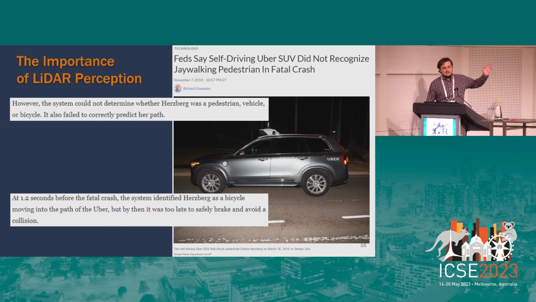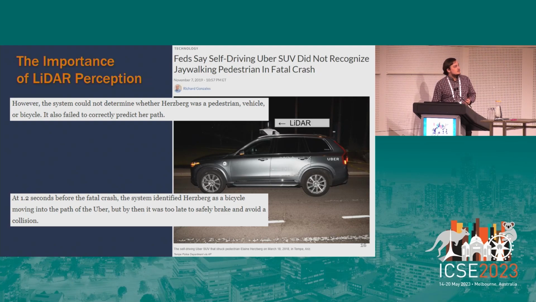Two notes from this. The system could not determine whether Hertzberg was a pedestrian, vehicle, or bicycle, and therefore could not predict her path. Only 1.2 seconds before the fatal crash was the system able to identify her as a bicycle moving into the path of the Uber, but by then it was too late to take evasive action. So this just highlights the criticality of making sure that we can perceive our environment accurately so that the downstream task can perform safely in our environment.